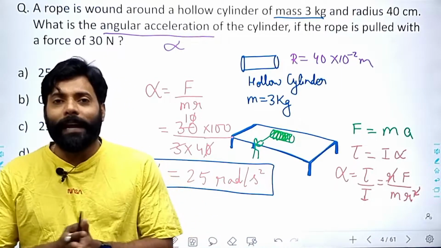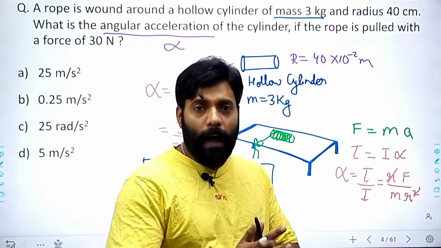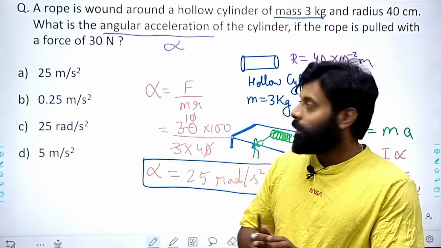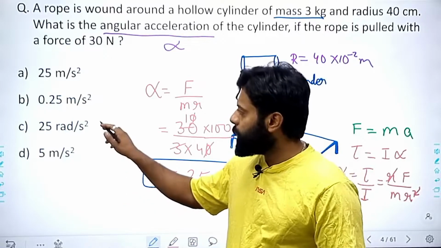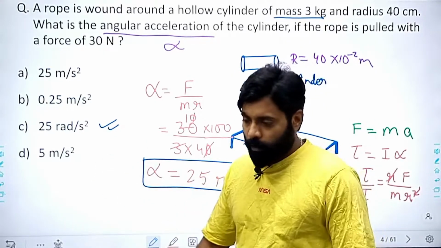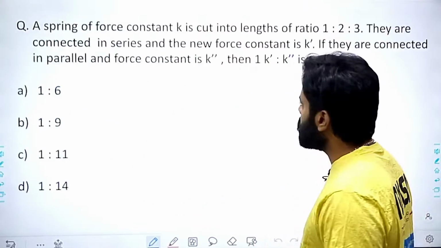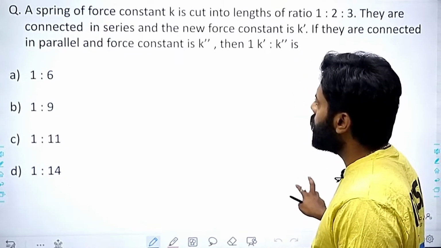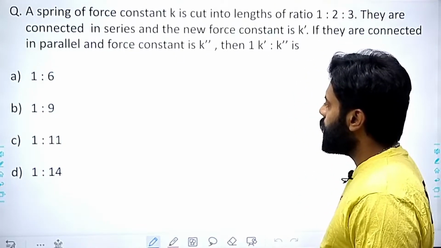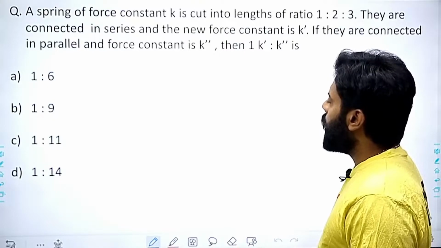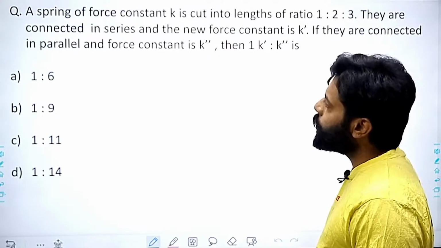If you really want to crack an entrance exam like NEET, you have to prepare and you have to solve the previous year questions, because these are very important. Without solving the previous year questions, it becomes very hard to get selected. Now, here we have another question.